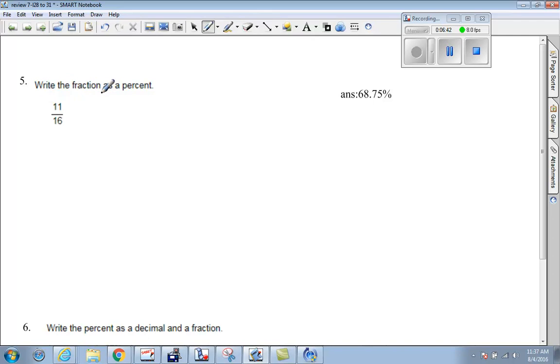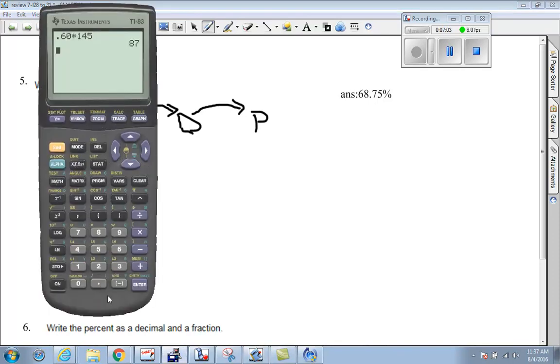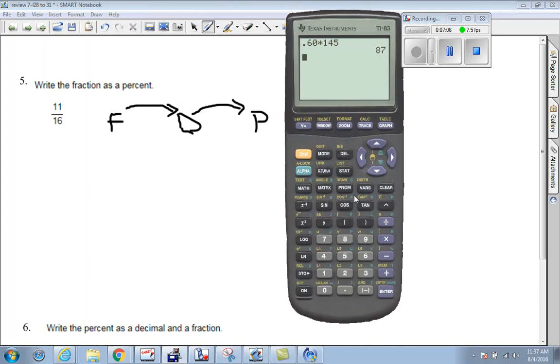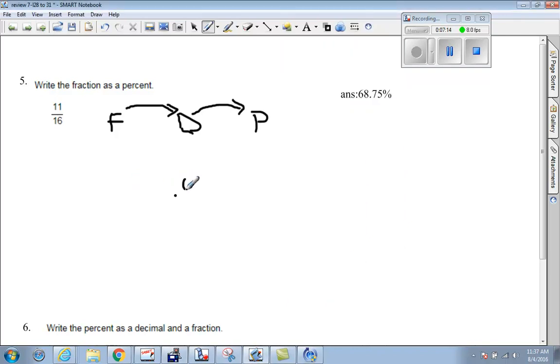Write the fraction as a percent. FDP. In my opinion, it's easy to go from fraction to decimal to percent in that motion. So if I was going to do it by hand, I would divide the bottom into the top, but since we're allowed to use a calculator, I'm just going to hit 11 divided by 16. So I got my decimal, 0.6875.